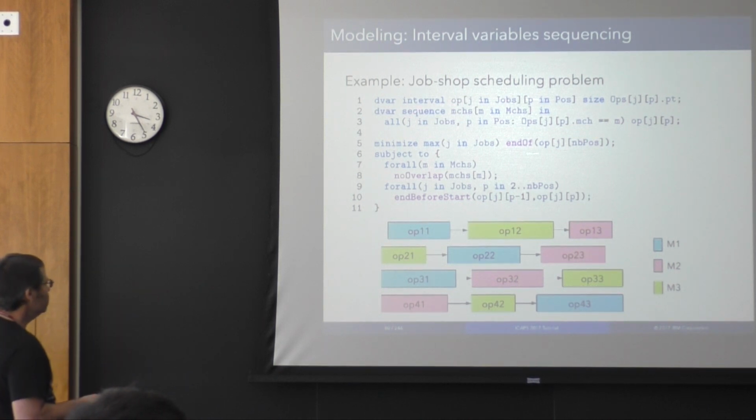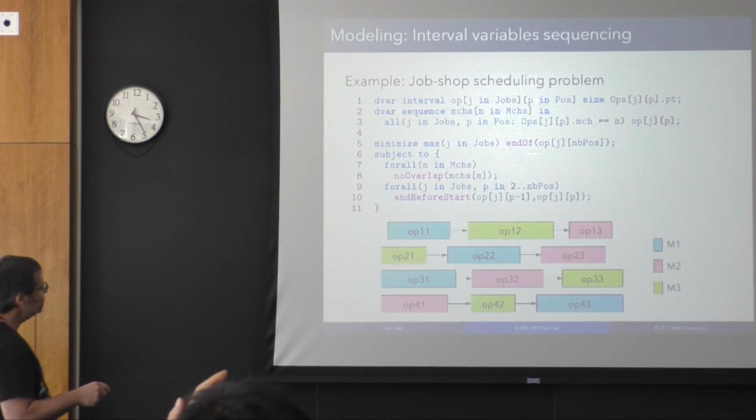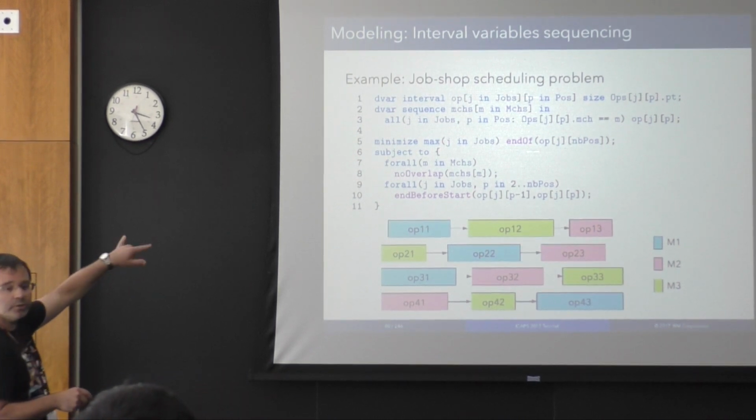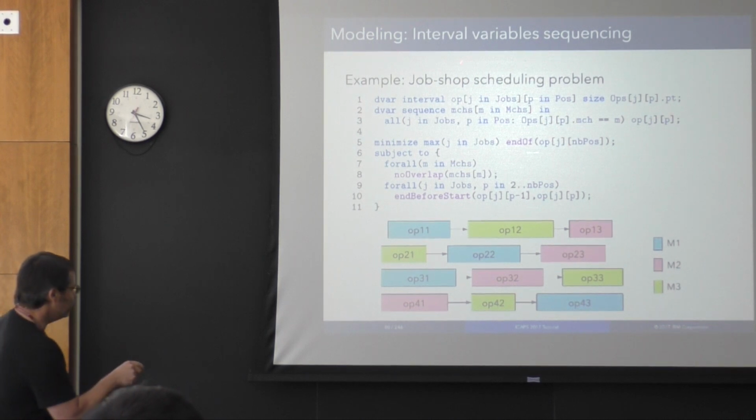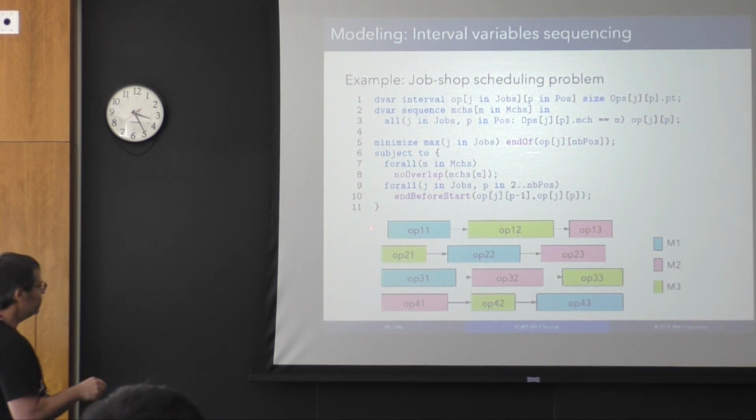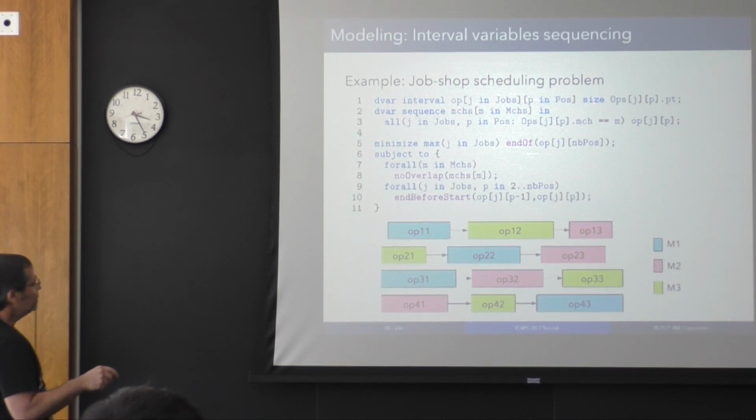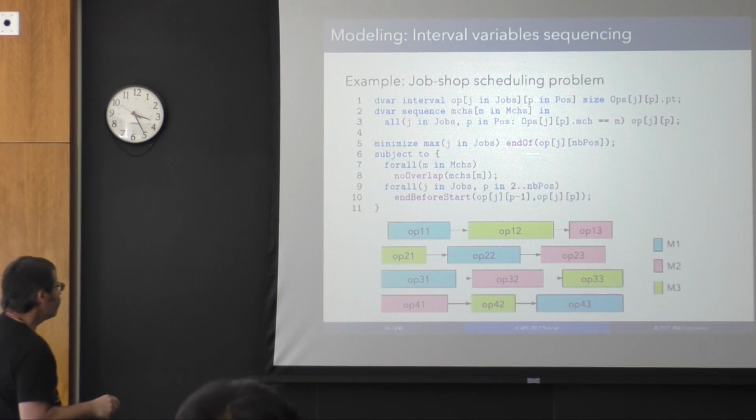So what you do, you define one interval variable for each operation. Here it's a two-dimensional array of interval variables, but that's a detail. First by job and then by the position. For each interval variable, the size is the processing time. We will suppose this comes from the data. This is some processing time.